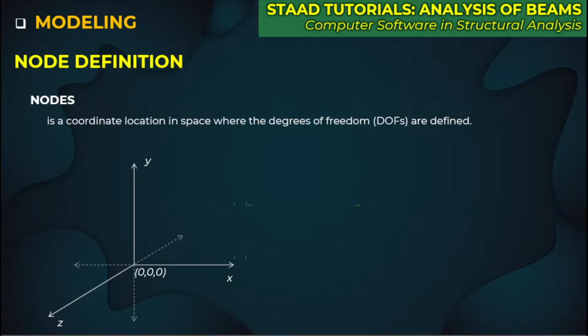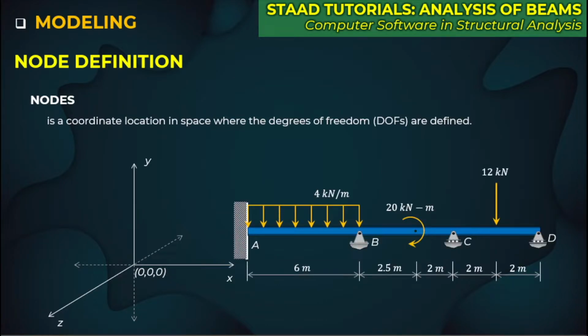Okay? So para lang maintindihan natin, guys, 'di ba nga ito yung ating beam, okay? Ang kailangan muna natin, guys, is i-define natin yung mga nodes natin. Yung nodes natin dito are actually yung mga defined degrees of freedom. So ano ba yung mga degrees of freedom? Yung mga degrees of freedom are actually mga known na displacements.